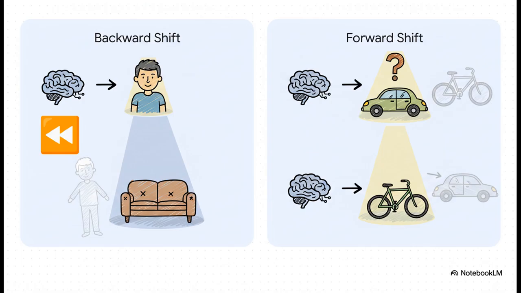Then you've got forward background shift. This is when objects you're going to teach it about in the future are currently lurking in the background. This just confuses the model and makes it harder to learn those classes later on. Both of these together are just a recipe for catastrophic forgetting.